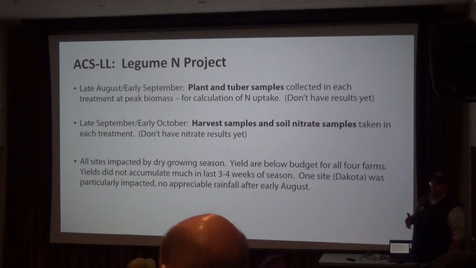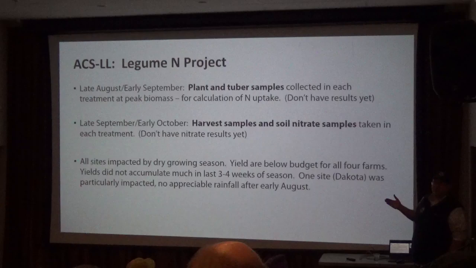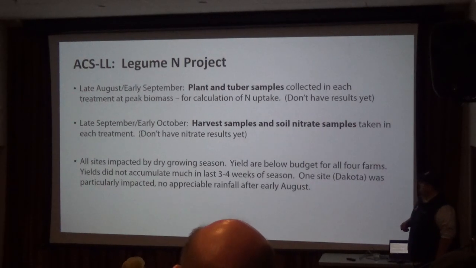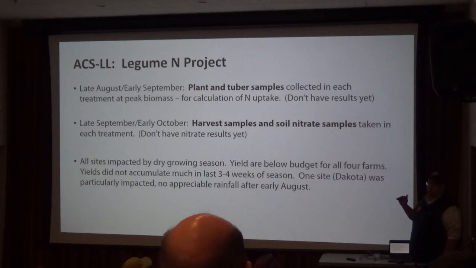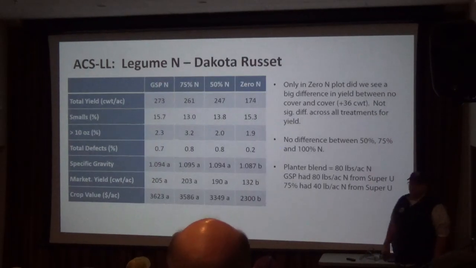All of our sites were impacted by dry weather. The one up west was particularly dry. It basically didn't rain in the field for August and September, so our field looked great until the second week of August, and then did not look great afterwards. And so our yields are generally below budget on most of these fields, but still enough to be able to show some interesting data. So these are Dakota Russets.